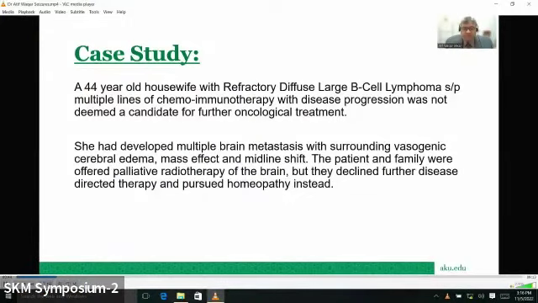I'm going to be presenting a case on status epilepticus and its management in the home-based setting. I'm presenting a case of a 44-year-old housewife. She had refractory diffuse large B-cell lymphoma. She'd undergone multiple lines of chemoimmunotherapy with disease progression, and unfortunately, she was deemed not to be a candidate for further oncological treatment. She had developed multiple brain mets with surrounding vasogenic cerebral edema, mass effect, and a midline shift. The patient and family were offered palliative radiotherapy for the brain mets, but they declined further disease-directed treatment, and they wanted to pursue homeopathy instead.